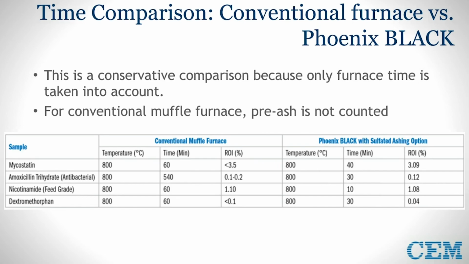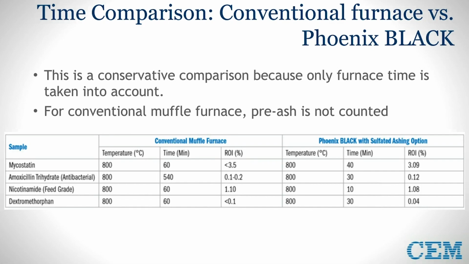So if you look at times for the conventional method, we're looking at anywhere from 1 to 9 hours, whereas with the Phönix Black, you're looking at anywhere from 10 to 40 minutes. So significant time savings in addition to a safer method. As you can see by the results, they match up very well between the conventional and the Phönix Black method. So still getting good data, saving some time, and improving safety.